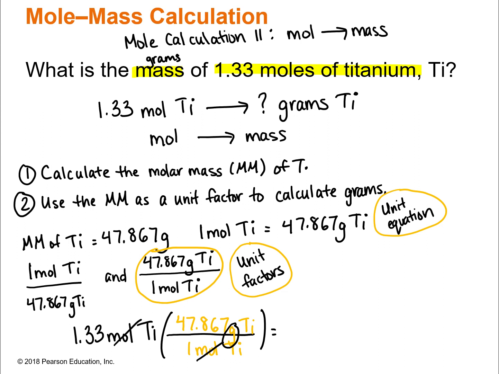Then you just multiply. 1.33 times 47.867 grams. The number of sig figs that we need here is 3. Do not forget your units. If you don't tell me grams, I don't know it's grams. And if you don't write grams, maybe you don't know it's grams either. And if you don't know it, how can I give you points for it? So show me what you know. Show me all the units.